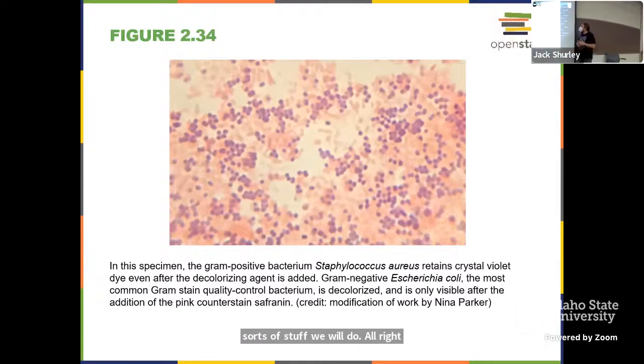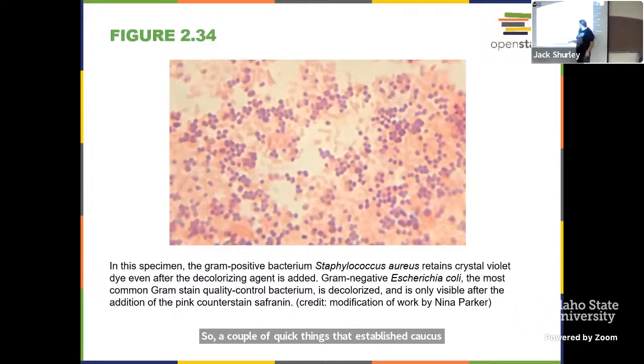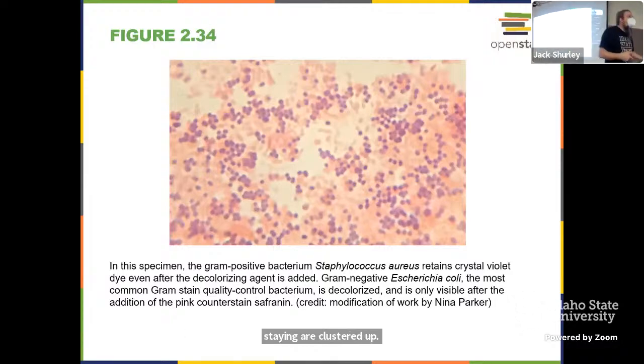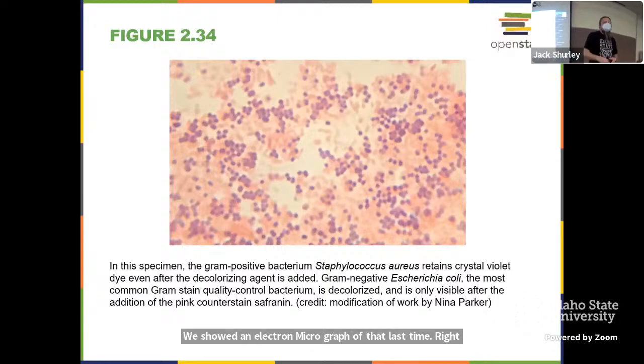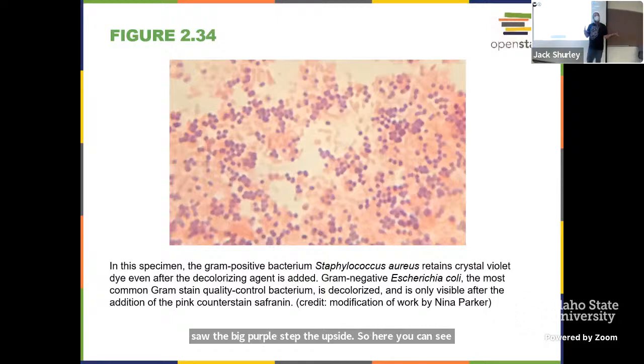So a couple of quick things. The Staphylococcus is a coccus shape, as its name implies. They are circular. Staphylococci, oftentimes when we look at them under a gram stain, are clustered up. We showed an electron micrograph of that last time, right? And we saw the big purple staphylococci. So here on a gram stain, you can see them all kind of bunched up together. It's purple, indicating positive, right?